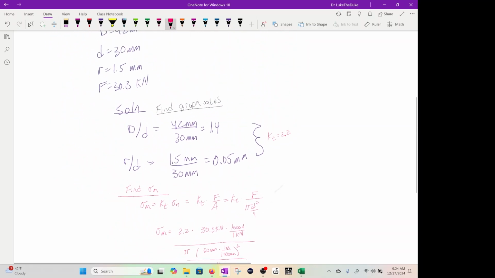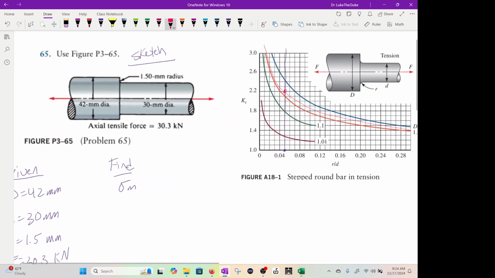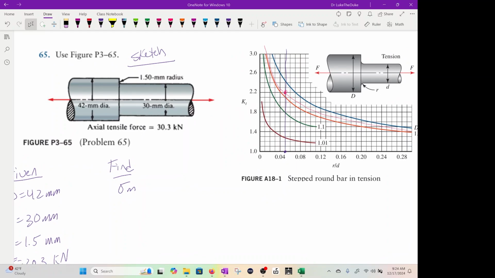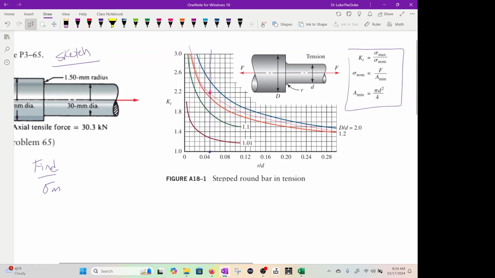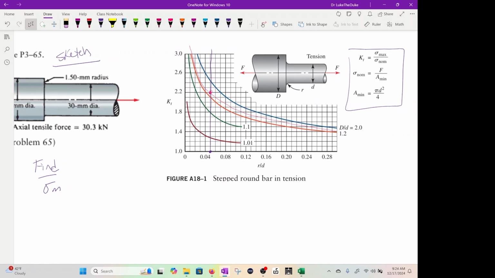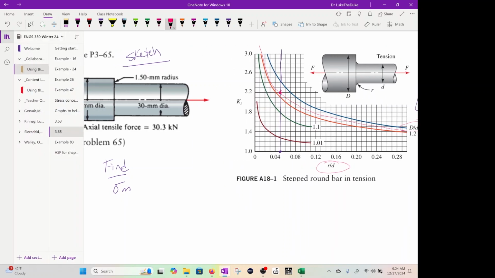Okay, again, we identified the situation. We have an axial tensile force. This is a stepped round bar in tension. We have our KT, we just have to find these parameters here. And then they give you these sets of equations on the graph as well. So these are a couple examples of stress concentrations.